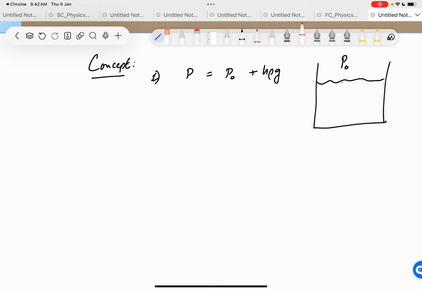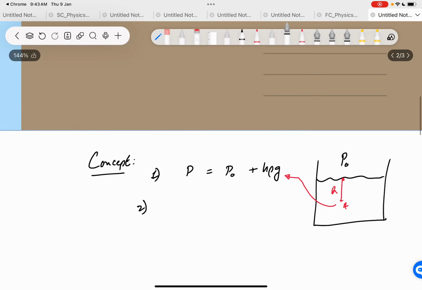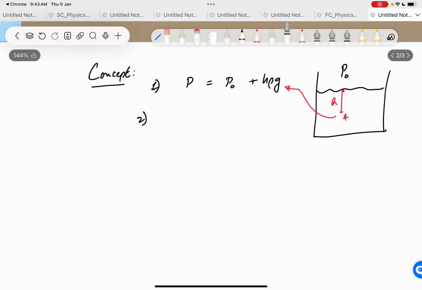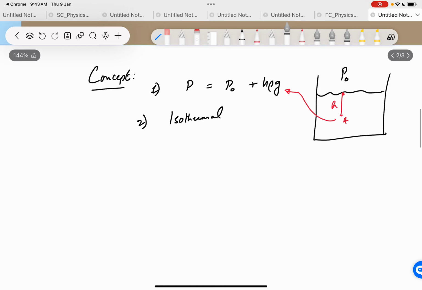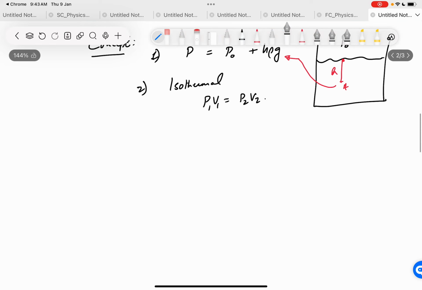So if you have a container which has a liquid and it is open to the atmosphere itself, then at this particular point A, the pressure is given as P naught plus h times rho times g. And if there is a gas over here, an ideal gas, then for an isothermal process, the product of the pressure and the volume will always remain a constant value. P1 V1 must be equal to P2 V2. These two concepts, let us use in a particular problem.